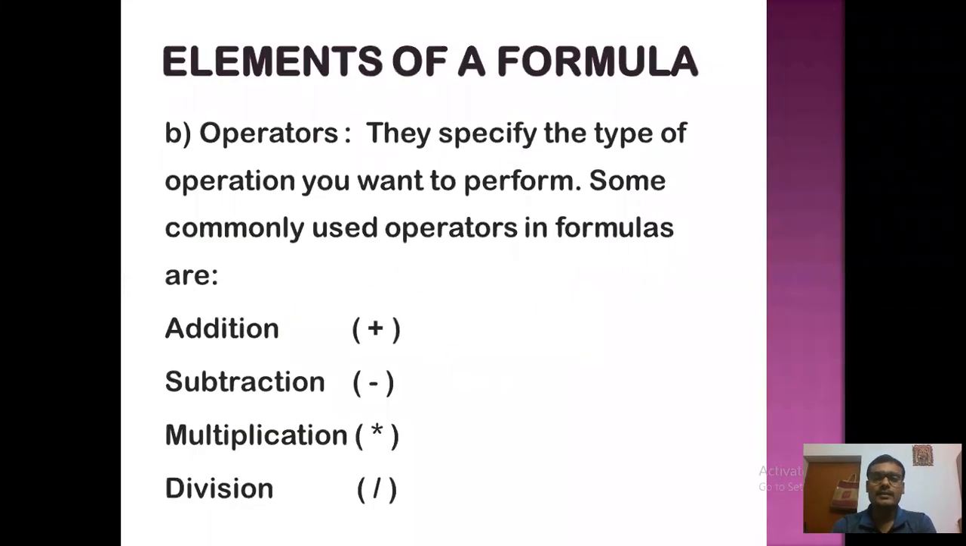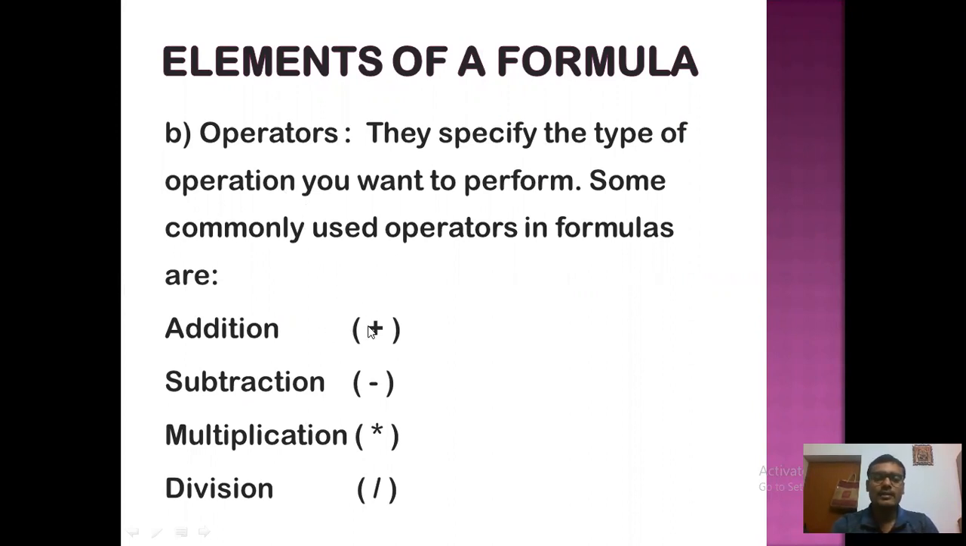What are operators? They specify the type of operation you want to perform. Which type of operation do you want to perform? Either addition, subtraction, multiplication, or division. So these are the operators in Excel. Some commonly used operators in formulas are given below: addition, subtraction, multiplication, division. They mean which operation you want to perform on numbers. Okay, so these are operators.